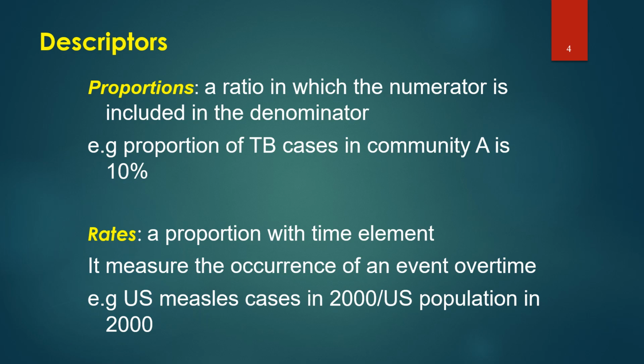For example, we can say the US measles cases in the year 2000 divided by the US population in the year 2000. So it's during 1 year. Number of cases of measles divided by population. It's just like a proportion. It is a proportion, but it should have a time element or a period during which we are measuring the proportion of disease. This is what we call the rate of the disease.